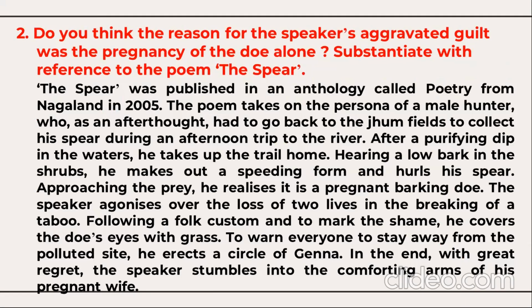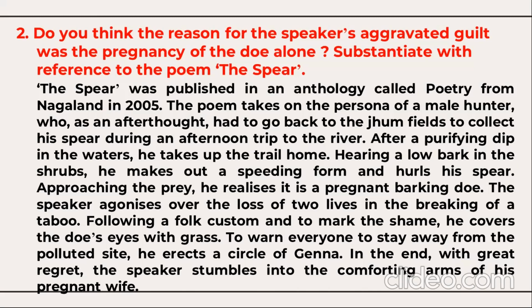The Spear was published in an anthology called Poetry from Nagaland in 2005. The poem takes on the persona of a male hunter who, as an afterthought, had to go back to the jhum fields to collect his spear during an afternoon trip to the river. After a purifying dip in the waters, he takes up the trail home. Hearing a low bark in the shrubs, he makes out a speeding form and hurls his spear. Approaching the prey, he realizes it is a pregnant, barking doe.